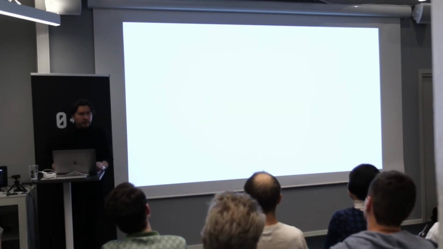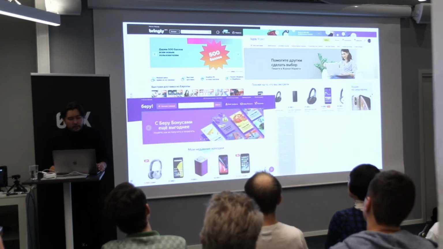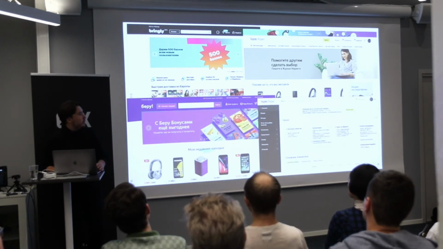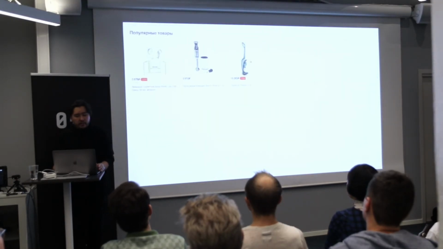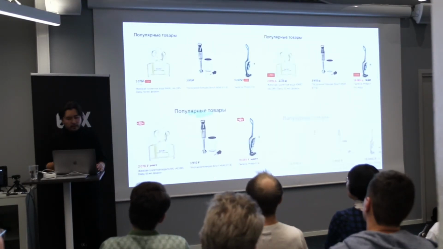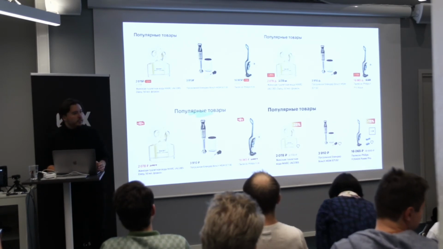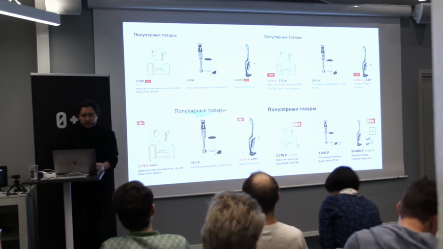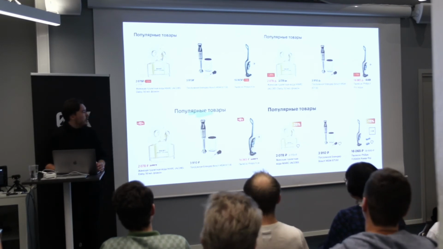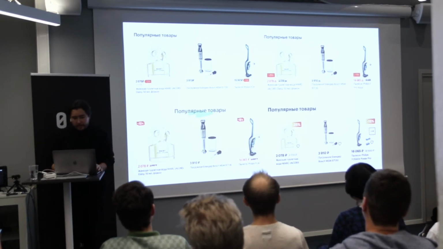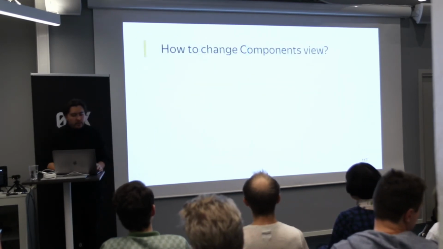Yandex Market is one of the largest marketplaces in Russia with many different products, and we need to style our components in very different ways. So we have many similar but not simple components, and we'd like to reuse our code base as much as possible. We have hundreds of A/B tests at the same time, for example. We have hundreds of front-end engineers that need to maintain that code. And basically, how do we change a component's view?